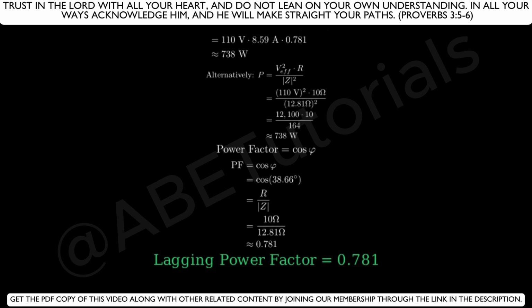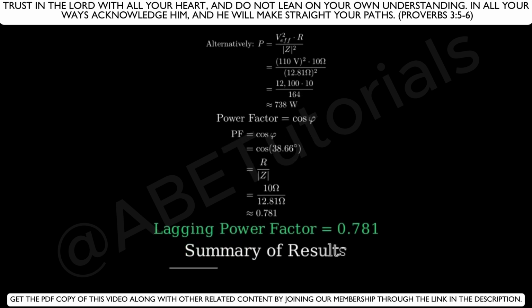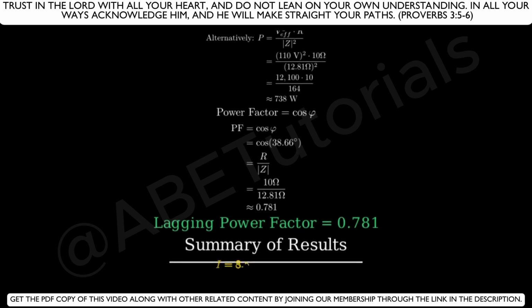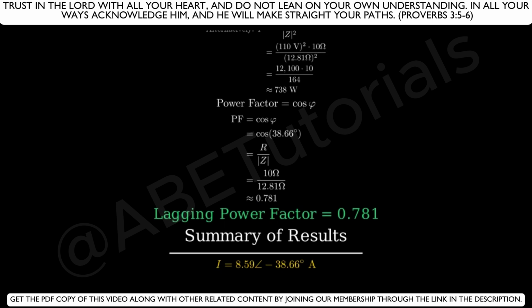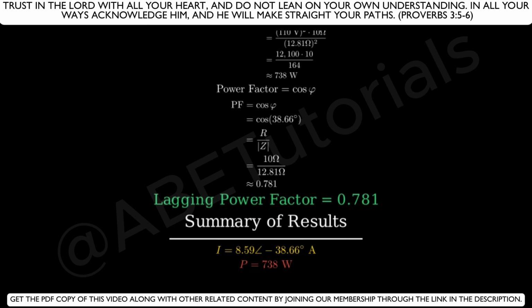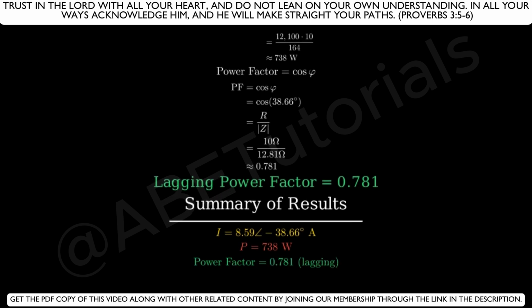Let's summarize our results. For a sinusoidal voltage source with an effective value of 110 volts delivering power to an impedance of 10 plus J8 ohms, the current delivered is 8.59 amperes, lagging by 38.66 degrees. The power delivered is 738 watts, and the power factor is 0.781 lagging. Understanding complex impedance and phasors is crucial for analyzing AC circuits.